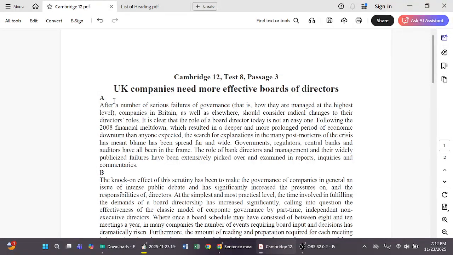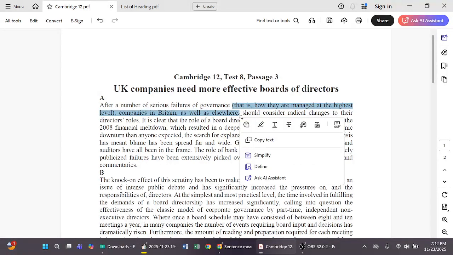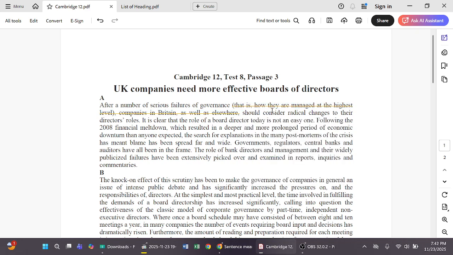So for the first passage, we can see: after a number of serious failures of governance, companies in Britain as well as elsewhere should consider radical changes. Whenever we are reading a passage, we try to pick out the subject and then the verb. Here: after a number of serious failures of governance, companies should consider radical changes to their directors' role. Here we don't get everything properly, so we have to focus on the next sentence.